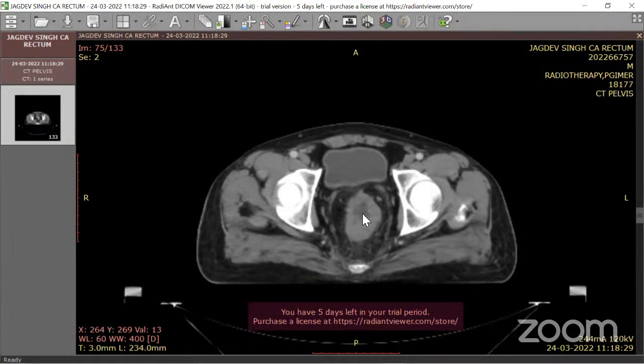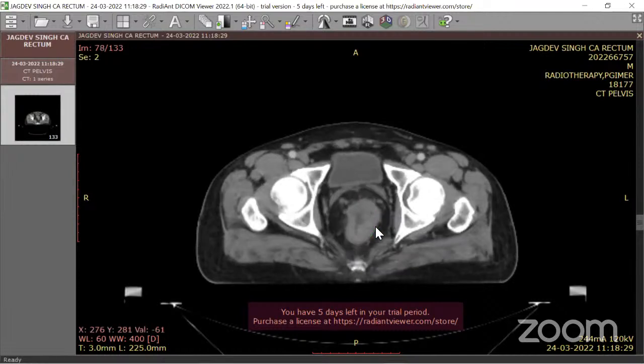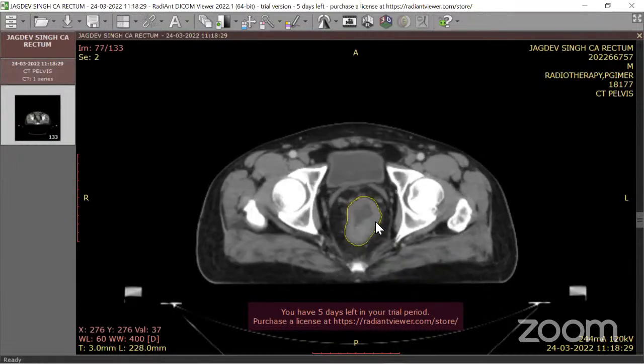So you can see this, always start from the slice where you can see the obvious growth, where there is no uncertainty at all. So we can contour the entire lumen along with the tumor. And then, so this is how the GTV is contoured. I always prefer to include the entire lumen rather than the tumor alone.